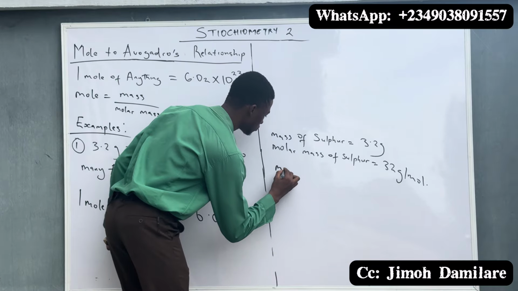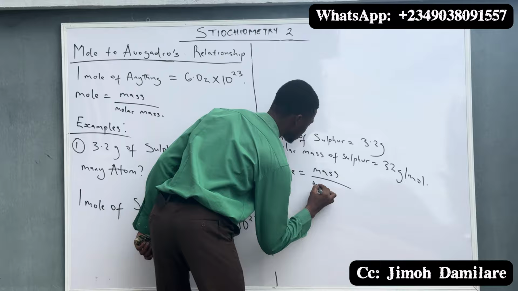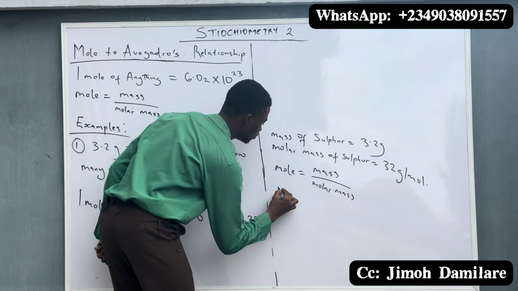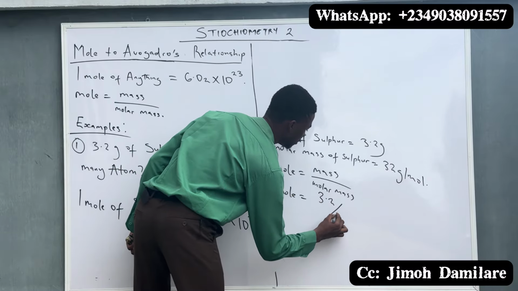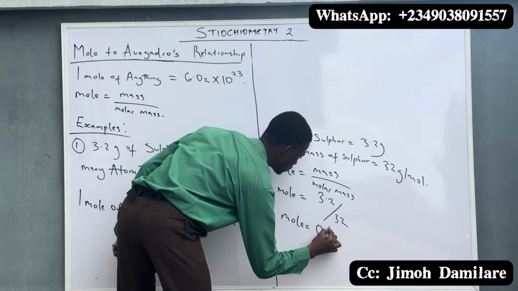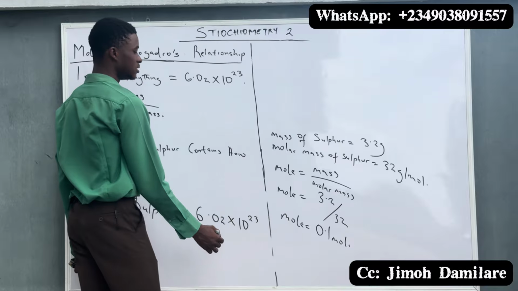So the mole will be equal to mass over molar mass. So what is our mole? We don't know it. Our mole is equal to, what is our mass? We have 3.2 divided by 32. So our mole will be equal to 0.1 mole. So when you press this in your calculator, this is what you are going to get, 0.1.